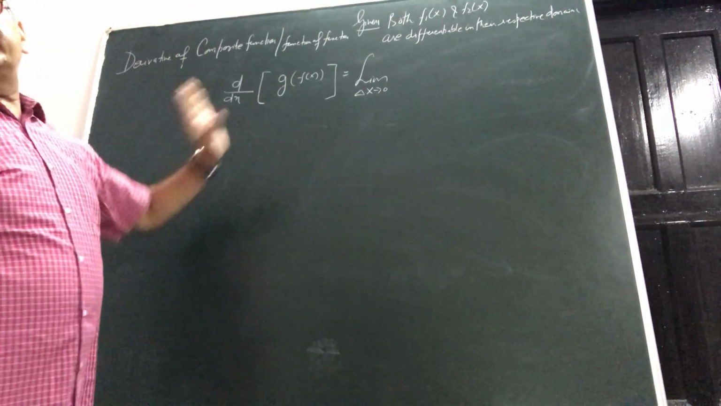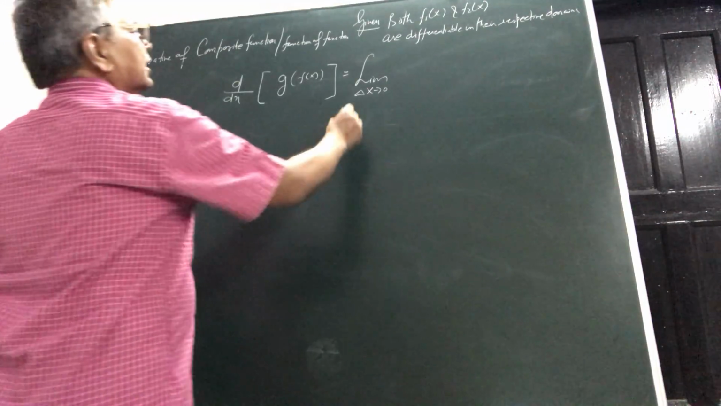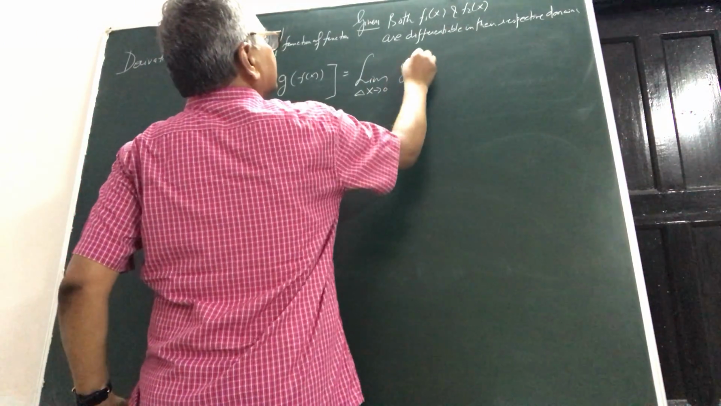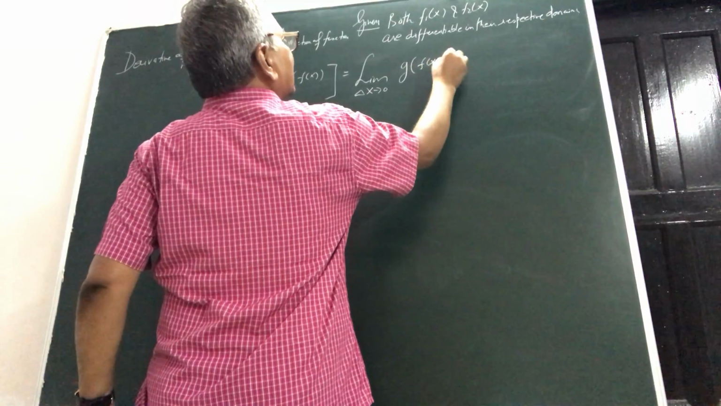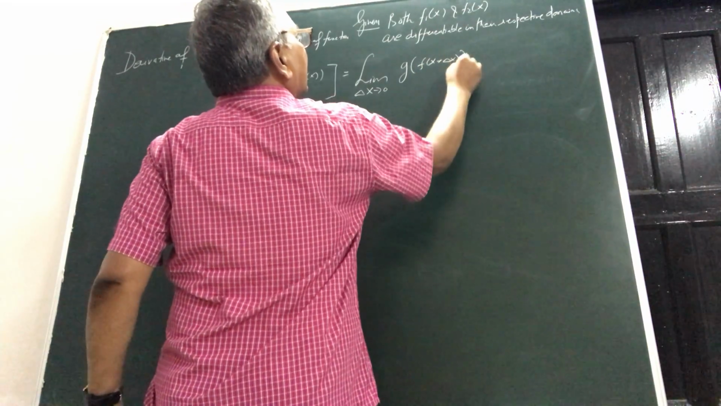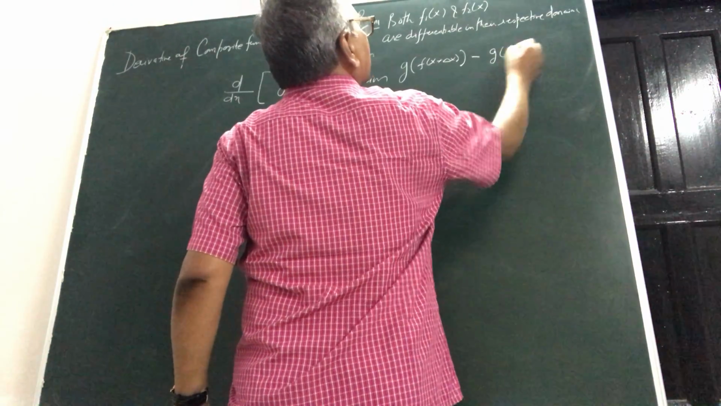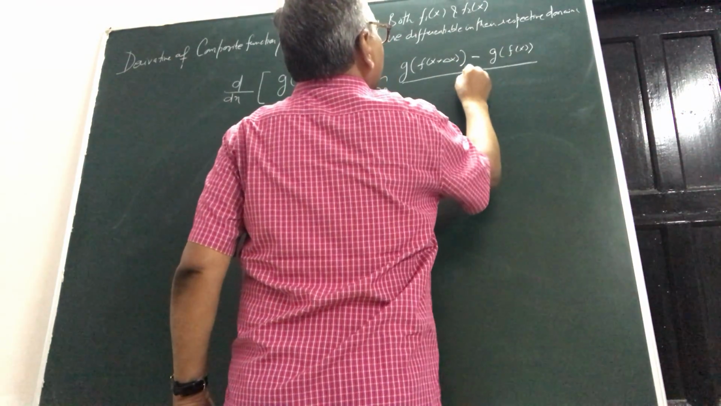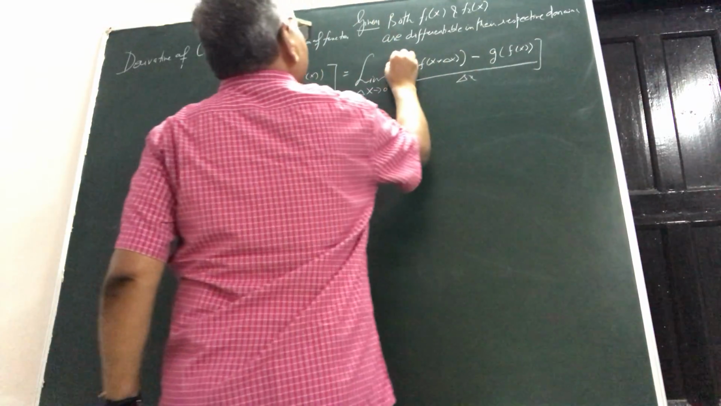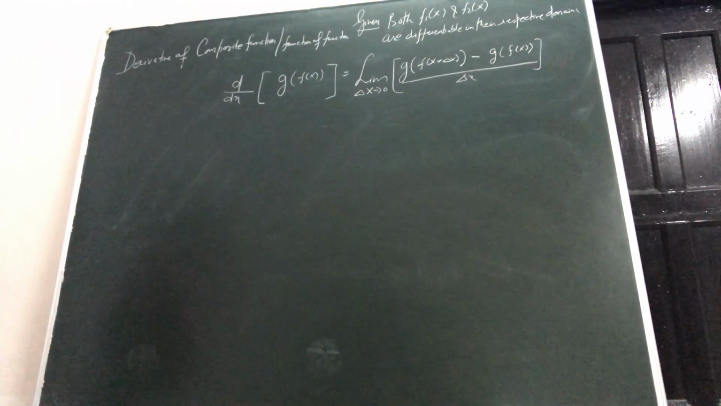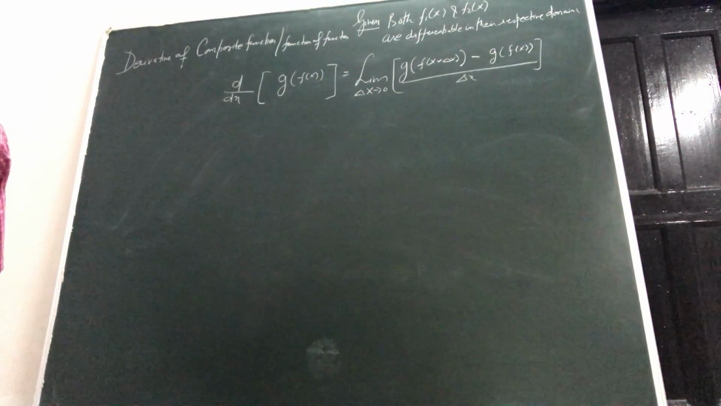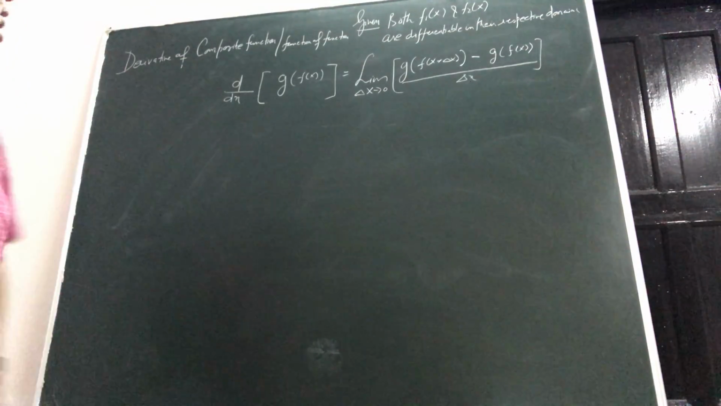Limit, and now you will invoke your fundamental definition. Limit Δx tends to 0 of g(f(x + Δx)) minus g(f(x)) upon Δx. This thing you write well within the brackets. I think it is clear in both the places.